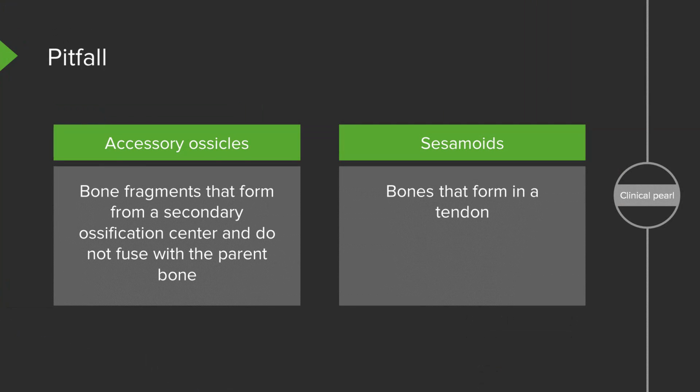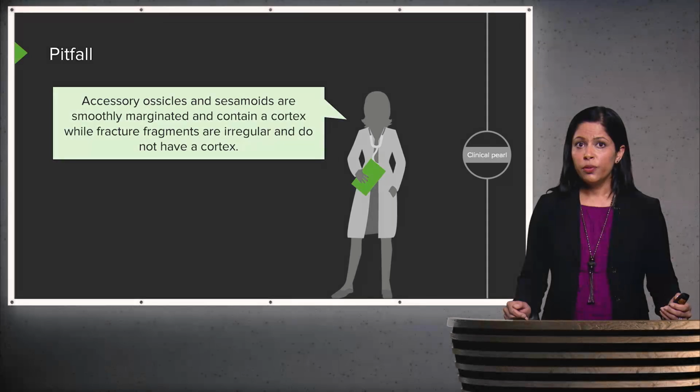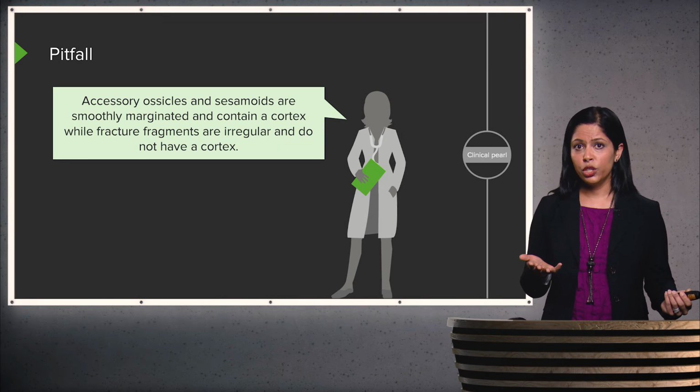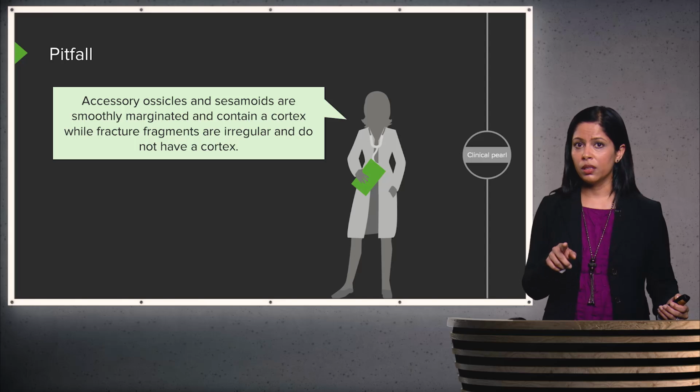And then you have sesamoids that are small bones that form within a tendon. Both of these can look very similar to an avulsion fracture. The difference is that accessory ossicles and sesamoids are smoothly marginated and they contain a cortex all the way around, while fracture fragments from an avulsion fracture are irregular and they will not have a cortex all the way around.